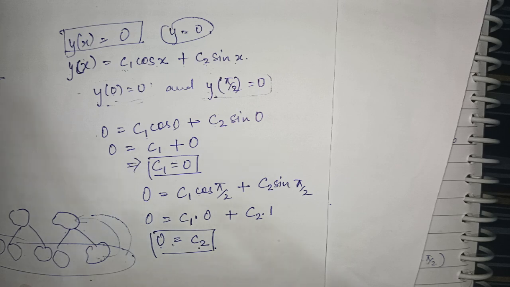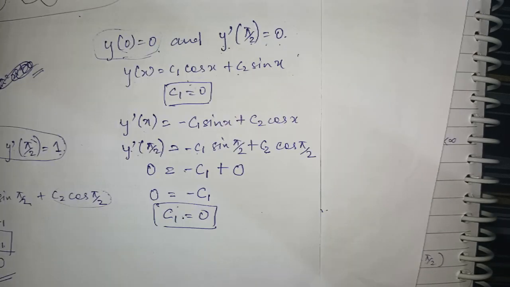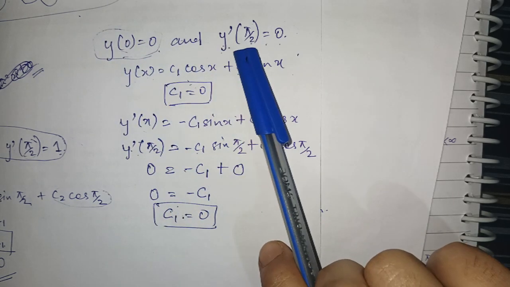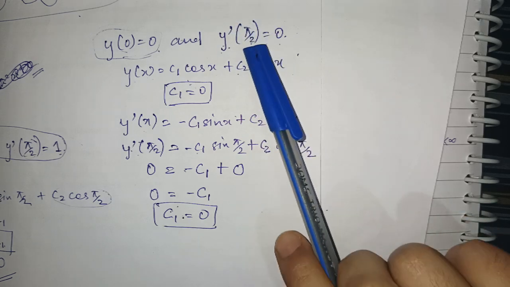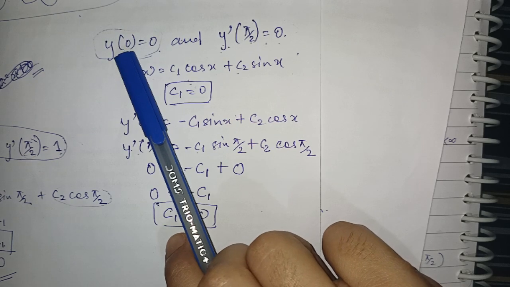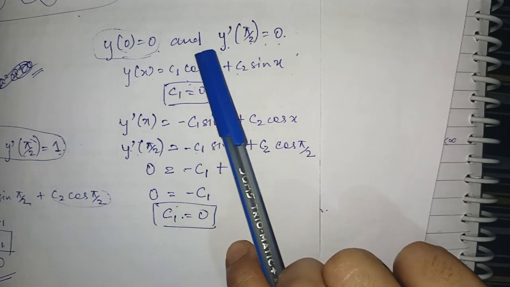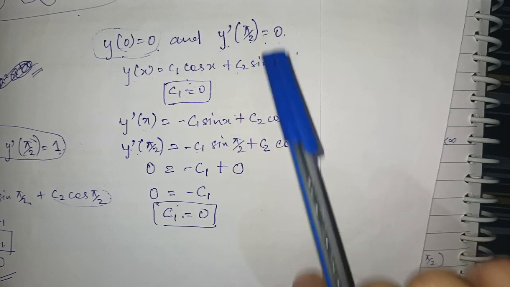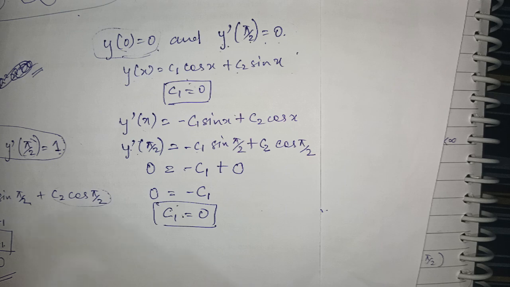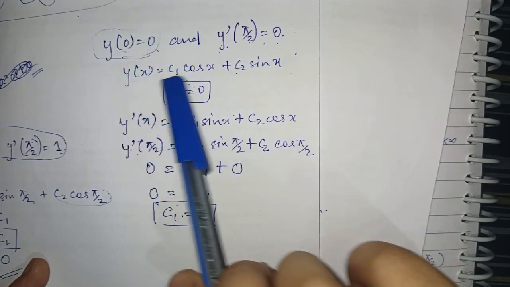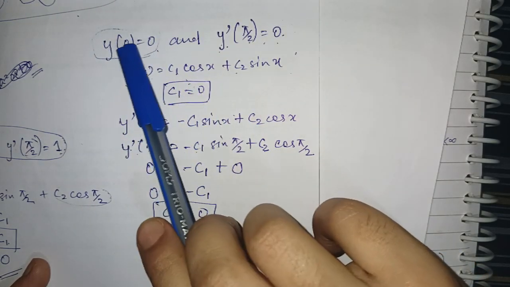Now what if I change these conditions? If I change the conditions to y(0) is 0 and y prime(pi by 2) is equal to 0. That means when we put x as 0, we get y as 0, and when we put x equal to pi by 2 in the derivative of y, we get the derivative of y as 0. So try putting these conditions now. When we put the first condition, we know that we'll get c1 equals 0 because y(0) is 0.